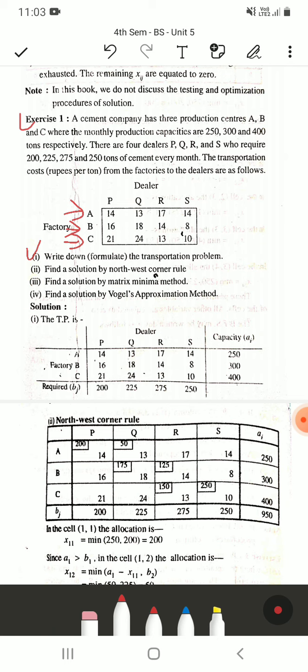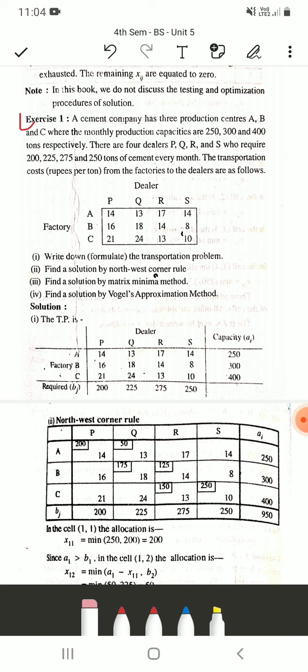Along with this, they have given there are four dealers who have to purchase cement from this cement company, and the requirements of these dealers are also given. So dealer P requires 200 tons of cement every month, dealer Q requires 225 tons, dealer R requires 275, and S requires 250 tons every month. And the first sub question they have asked is to formulate the transportation problem.